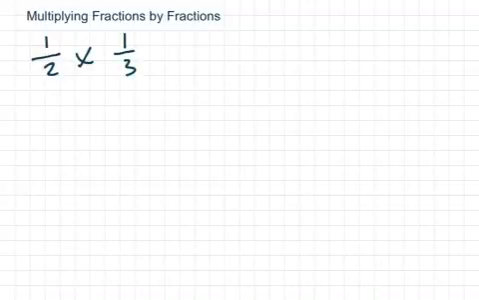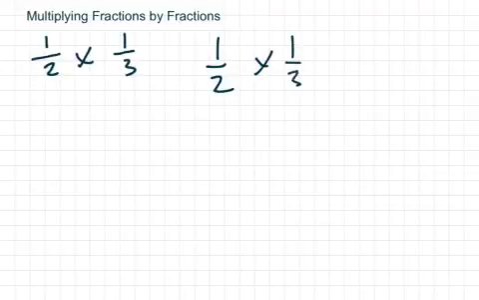When multiplying fractions by fractions, it's really easy to tell fifth graders, hey, you just multiply straight across. And so you can show them 1/2 times 1/3 is the same thing as 1 times 1 is 1, 2 times 3 is 6, and you get an answer of 1/6.